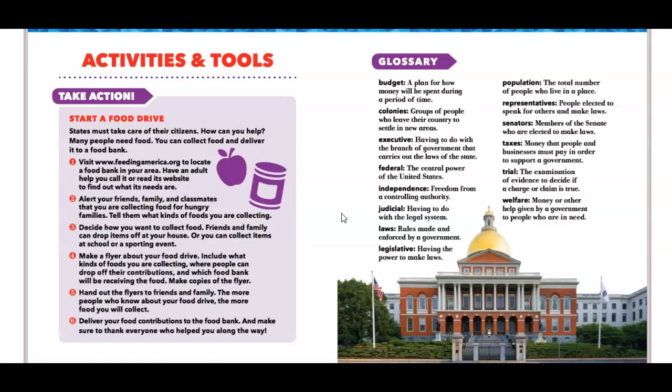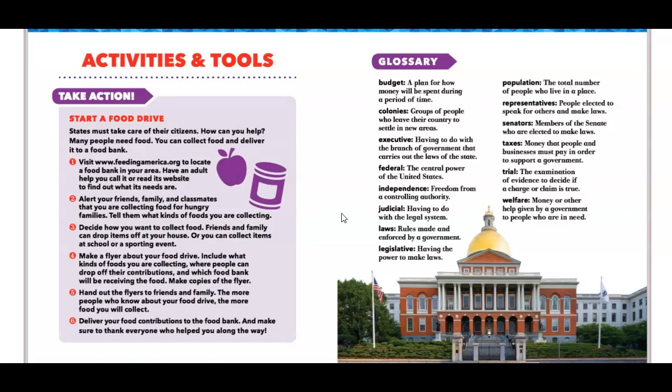Make a flyer about your food drive. Include what kinds of foods you are collecting, where people can drop off their contributions, and which food bank will be receiving the food. Make copies of the flyer. Hand out the flyers to friends and family. The more people who know about your food drive, the more food you will collect. Deliver your food contributions to the food bank, and make sure to thank everyone who helped you along the way.